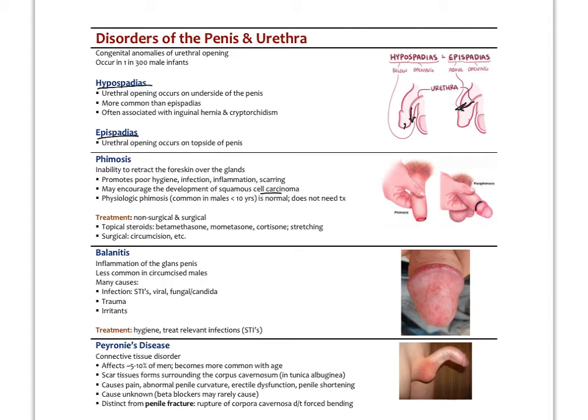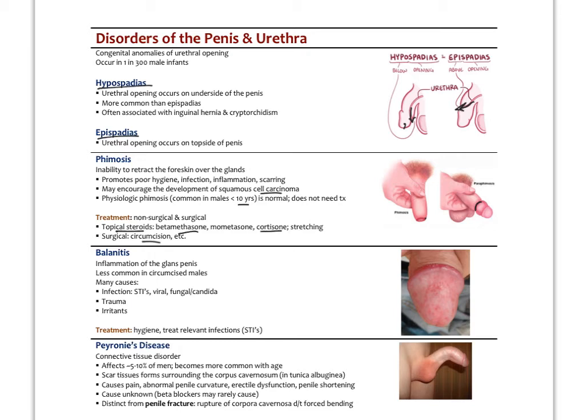Physiologic phimosis is common in males under 10. It's normal and usually doesn't need to be treated. It resolves with time. But the treatment usually is either non-surgical or surgical options. The most common non-surgical would be topical steroids. They tend to loosen the skin, and that would be either cortisone itself or betamethasone, and that would be applied, and then the foreskin would be stretched. I've used that with a couple of younger patients, and it was quite effective after usually a couple of months. If that isn't effective, then usually circumcision is recommended surgically.